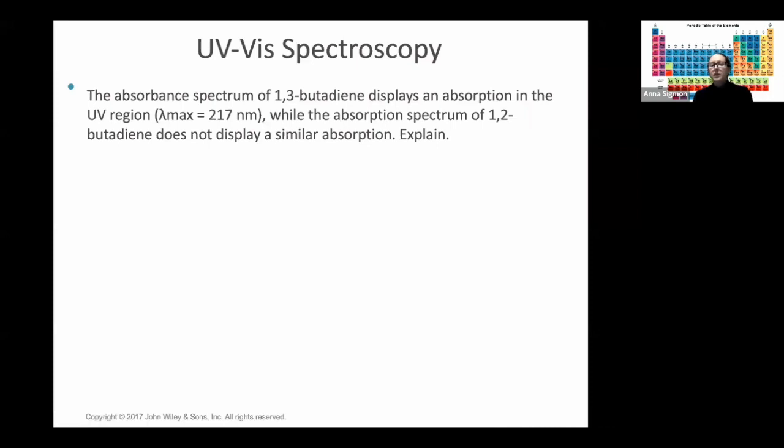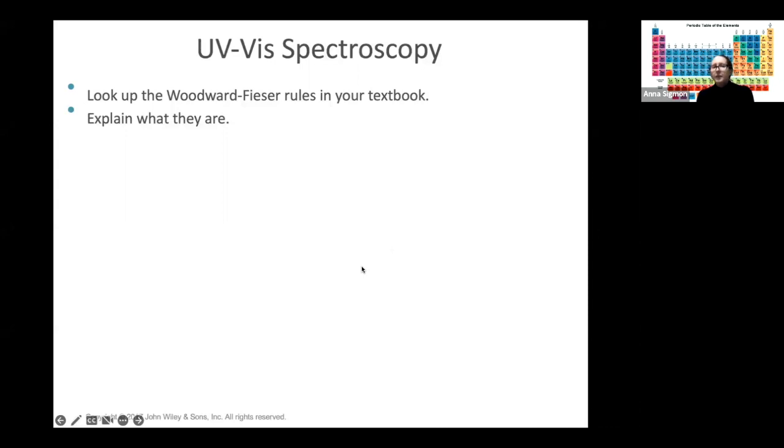Now consider this question. The absorbance spectrum of 1,3-butadiene, so you may want to draw that out, displays an absorption in the ultraviolet region where the maximum absorption occurs at 217 nanometers. However, the absorption spectrum of 1,2-butadiene does not display a similar absorption. Can you explain this in the chat? In your textbook, the Woodward-Fieser rules are discussed. I want you to look that up in your textbook and then explain what they are in the chat.